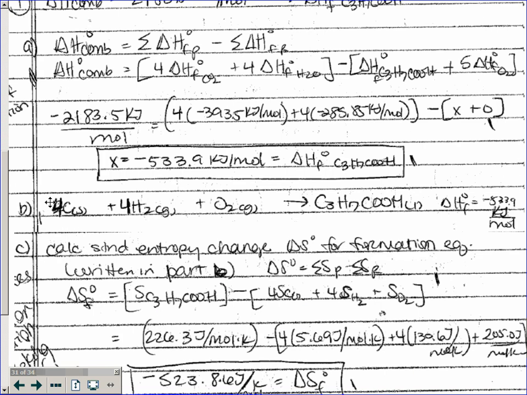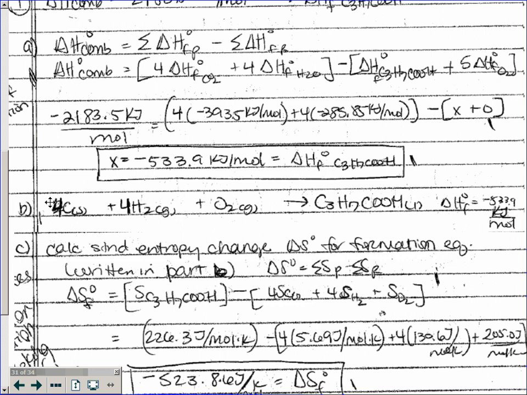You got 1 point for taking your delta H comb, which is your negative 2000 number, and plugging in all the different pieces of water, butyric acid, and the 0 for oxygen. So you had 4 carbon dioxides, 4 waters. You plug those values in separately, and then X was serving as your butyric acid and 0 for the oxygen. So you got 1 point for this whole setup. Yeah. If you didn't write 0, you don't get your extra point.